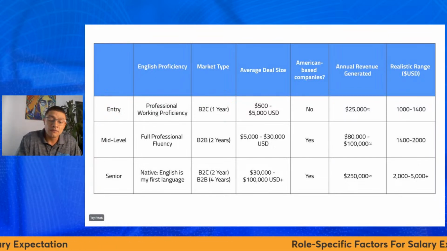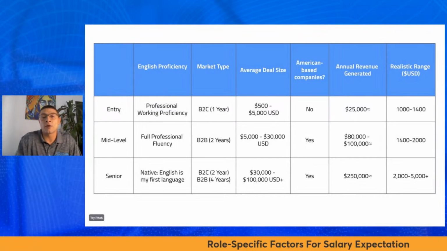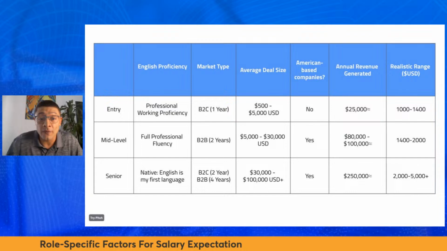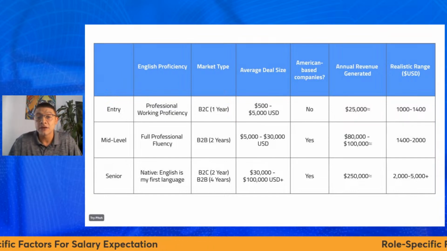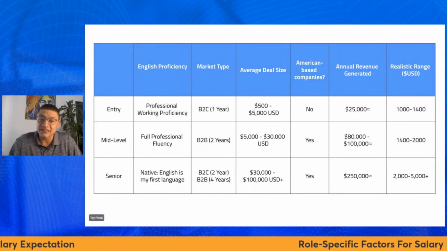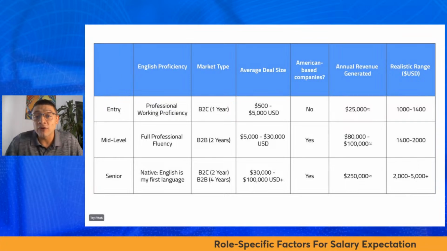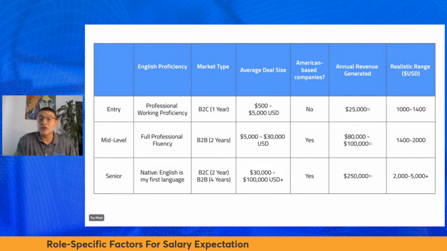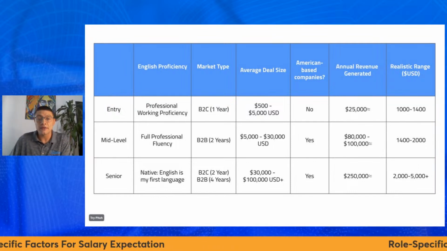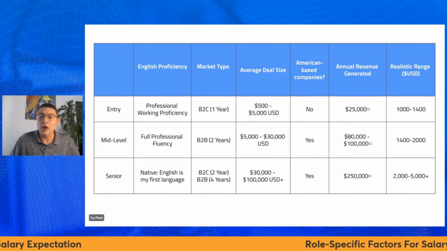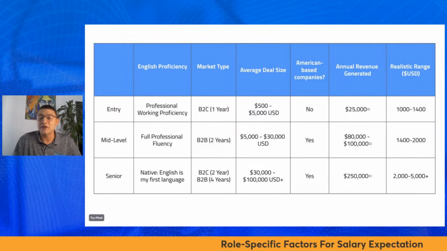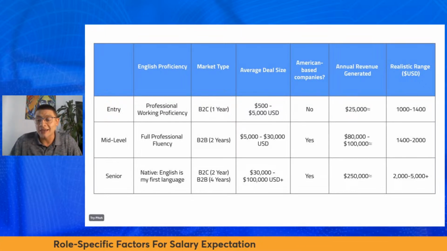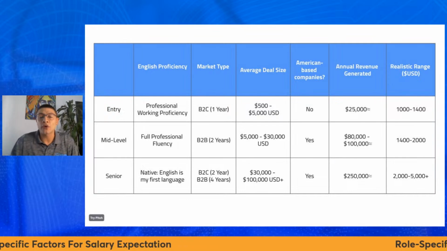levels would be native English. They have been exposed to B2B and B2C. Their average deal size goes anywhere from 30,000 to 100,000, right? Have they worked for American-based companies? They have. Annual revenue generated closer to $250,000, right? So these are looking at 2,000 to 5,000 north, right? Obviously, if you're located in the US or in different locations, this will differ. That's why these insights are mainly if you're located in Latin America or the Caribbean.